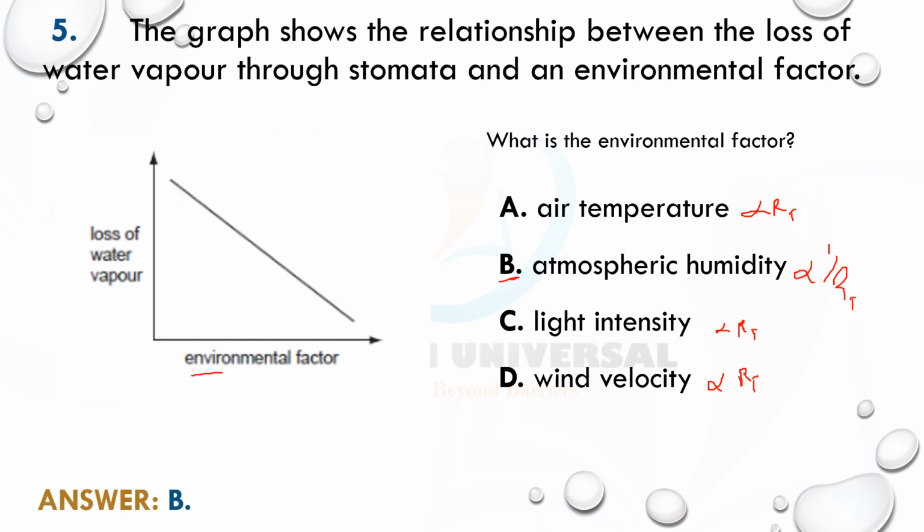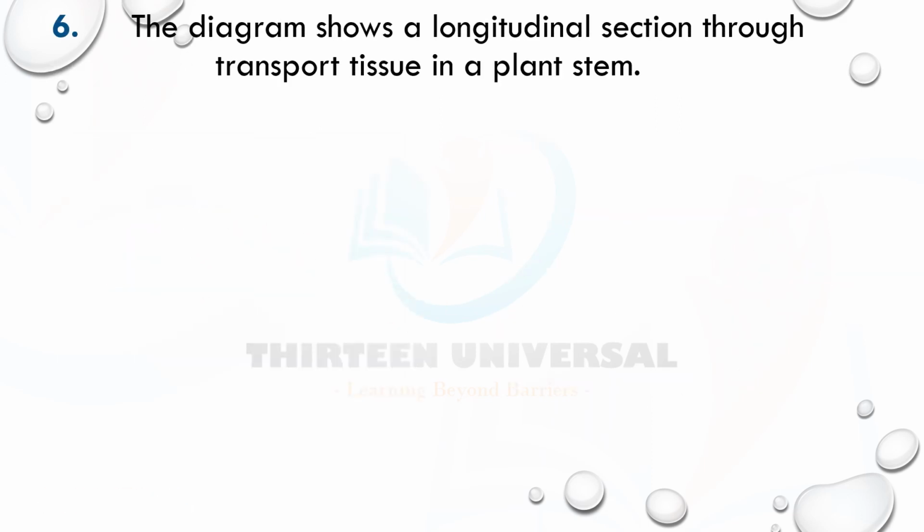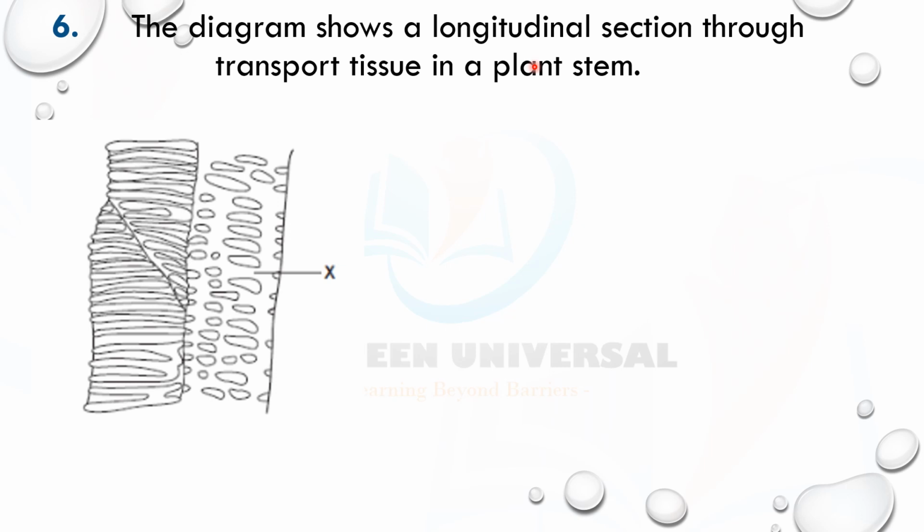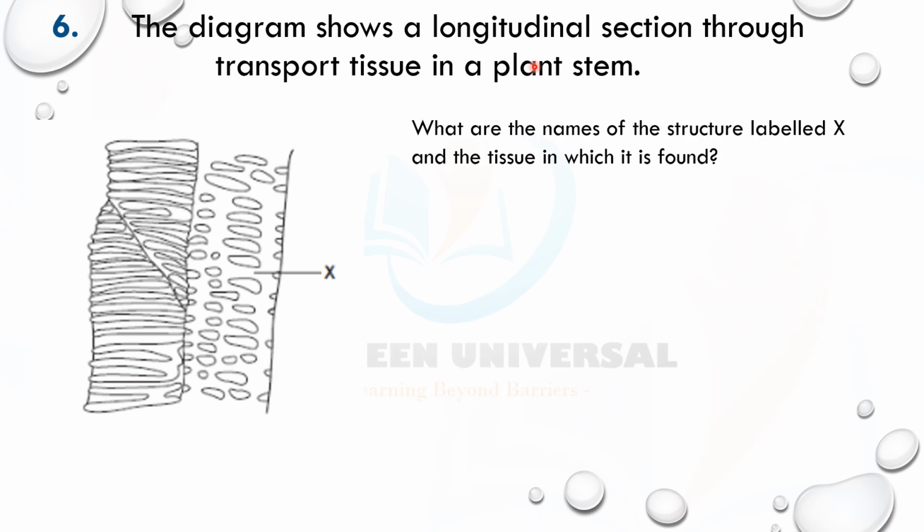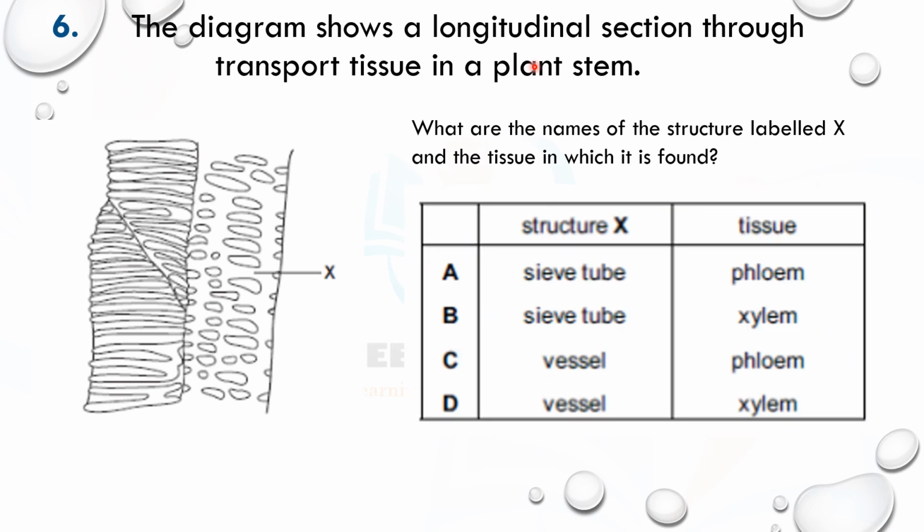So the answer is B. Right. So the diagram shows a longitudinal section through a transport tissue in a plant stem. Okay. So what are the names of the structure labeled X and the tissue in which it is found? Okay. So look at this.